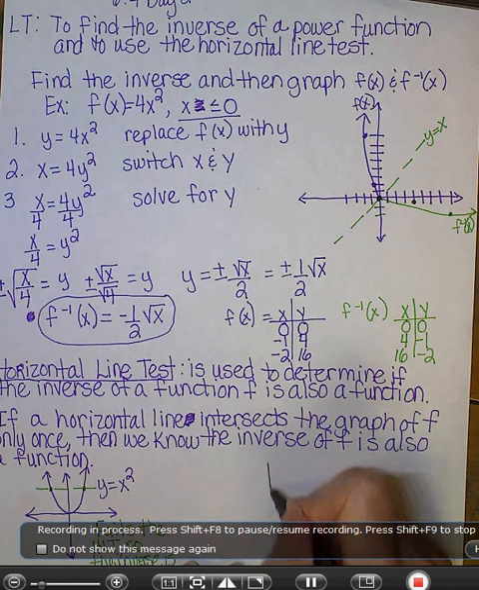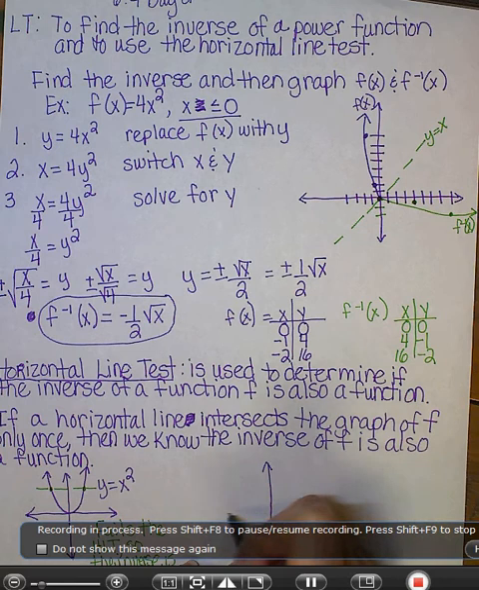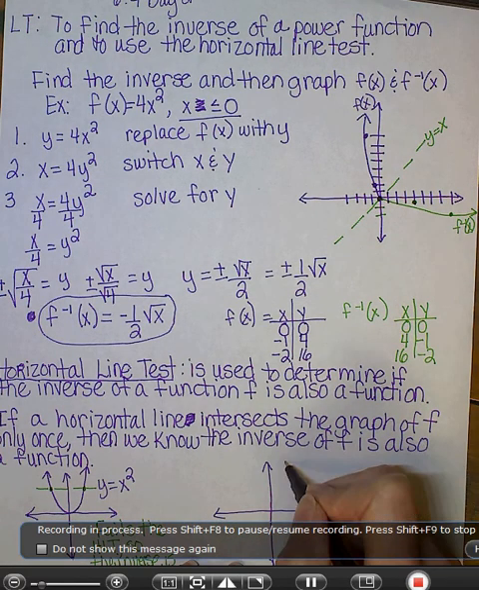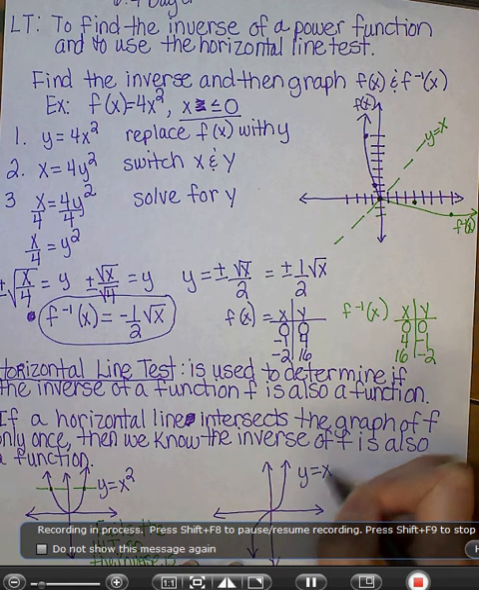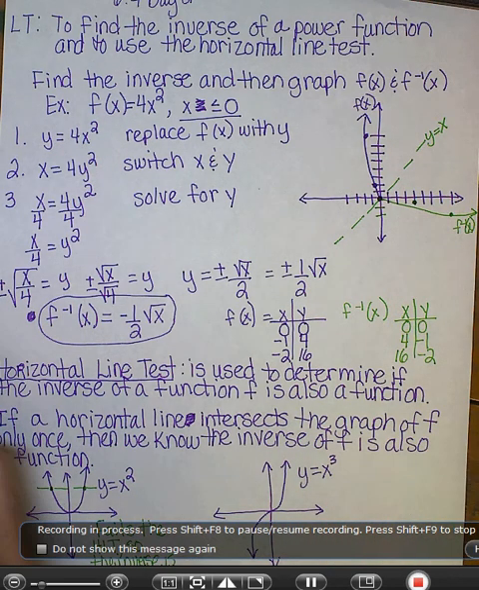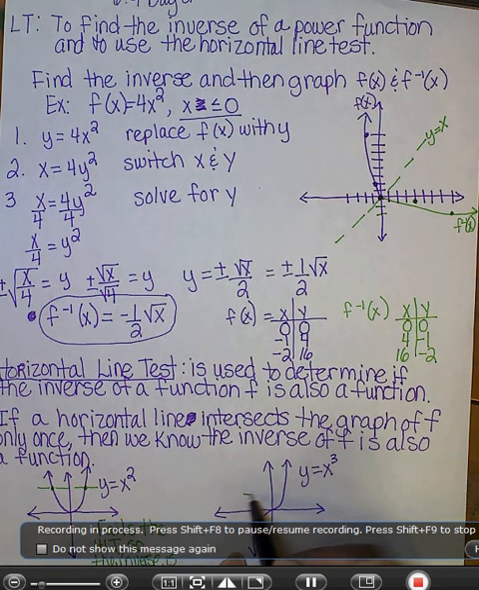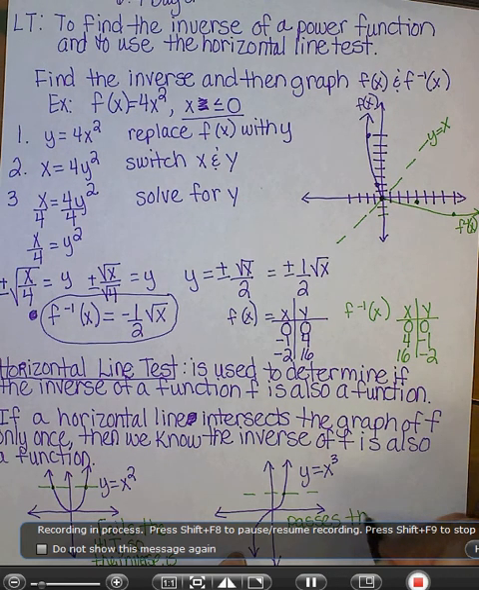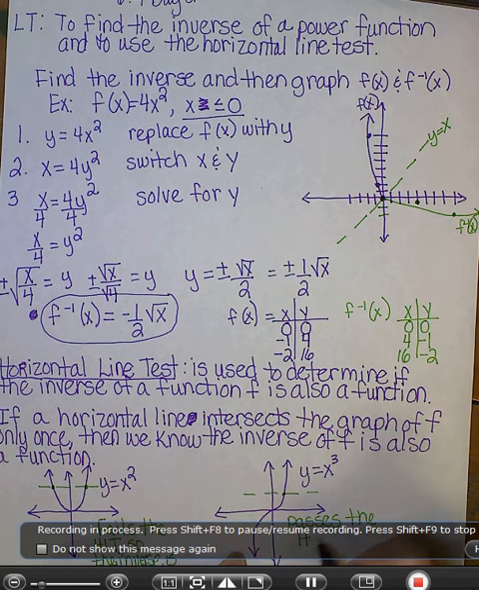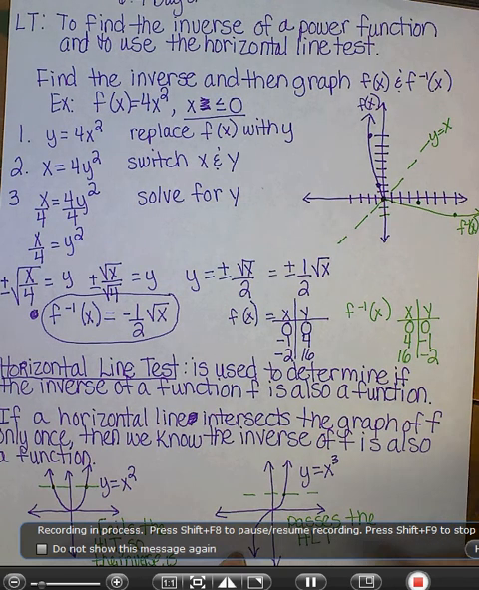Let's look at another graph that you're familiar with. This is the graph of x cubed. Now this graph will pass the horizontal line test because the horizontal line is only going to cross at one spot. And when it passes the horizontal line test, that means the inverse is also a function. Okay, so if I did the inverse of that, it would also be a function.